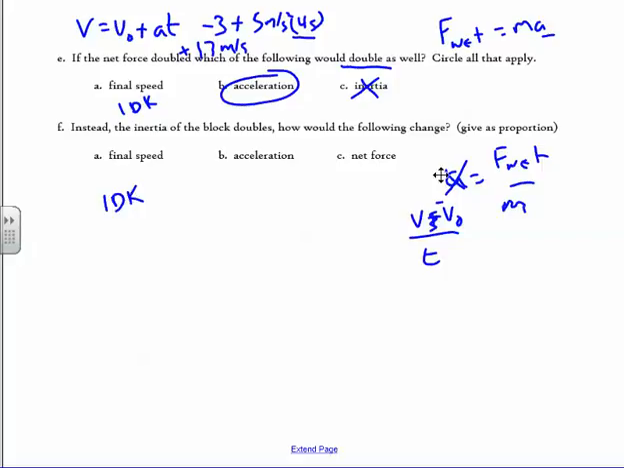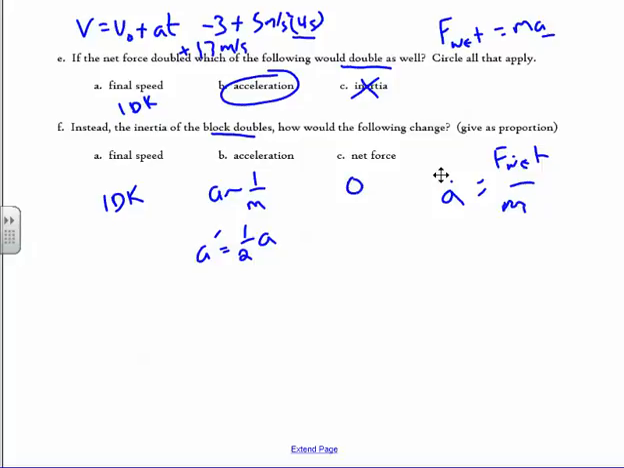Acceleration. Okay, well that definitely ties in with the second law, as we know by now, and we see A and M are inversely proportional. So if I've got double the mass, I can basically say A is proportional to 1 over M. So I can say my new A prime is going to be 1/2 the original acceleration. Net force, does net force depend on mass or inertia? And the answer is no. These two are independent of one another, so there'd be zero change.